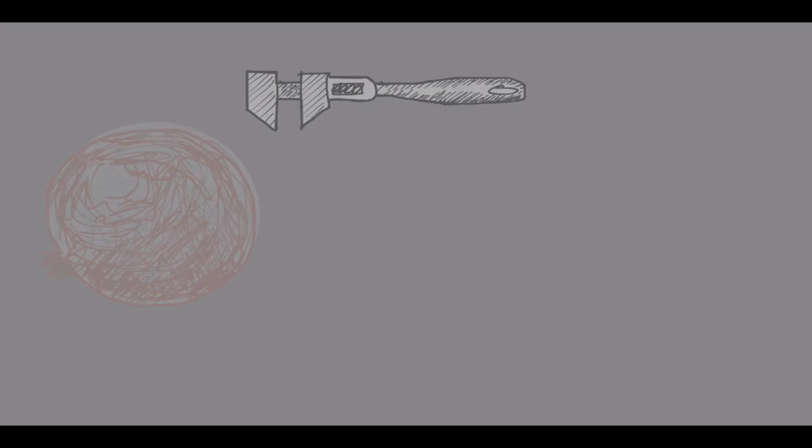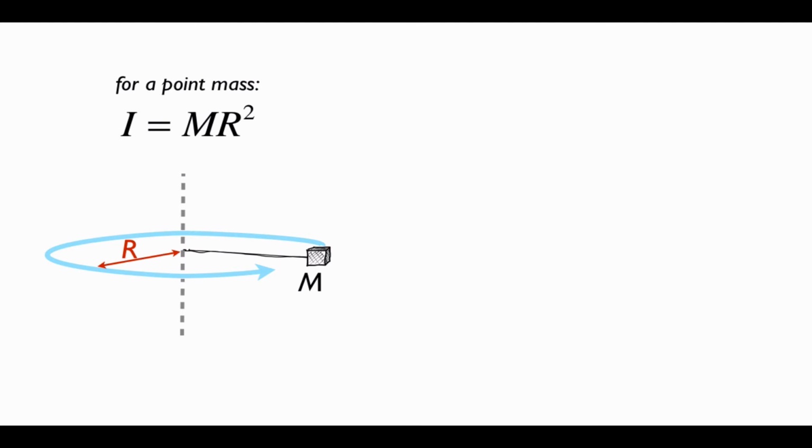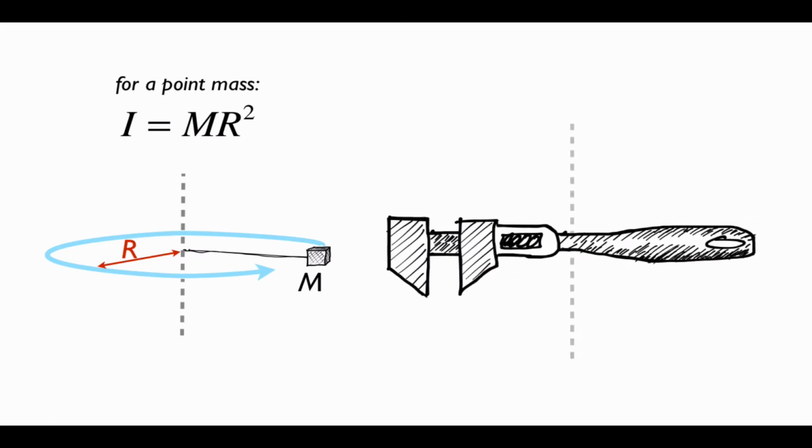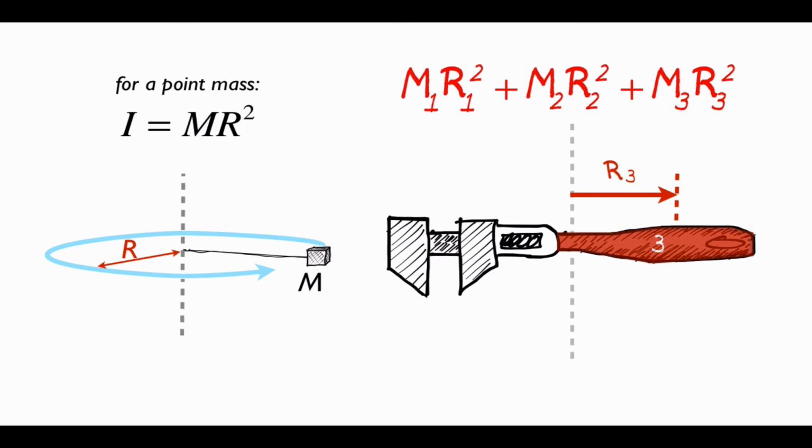Okay, let's take another look. Same song, different verse. For a point mass, the moment of inertia is mr squared. What about for an extended body? Well, an extended body is just made up of point masses, or at least parts that could be approximated as point masses. In the same way that we could add up masses, we could also add up rotational inertias to get the inertia of an entire object.